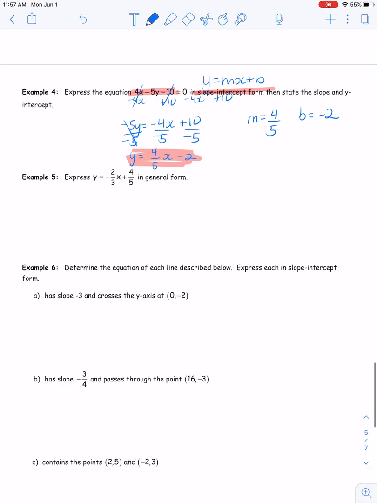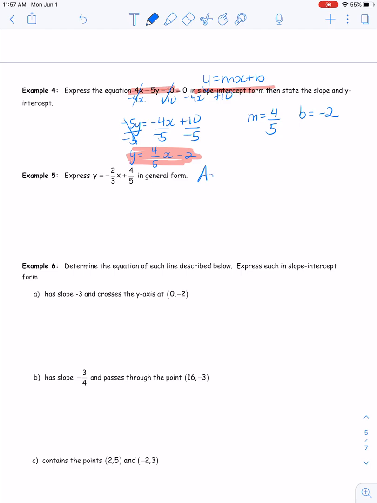Just a reminder, general form is ax plus by plus c equals 0, where b and c are integers, which means no fractions, and a is a whole number, which also means no fractions. So in order for me to do that, I'm going to add 2/3 x and subtract 4/5.